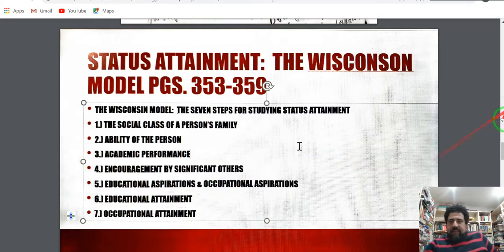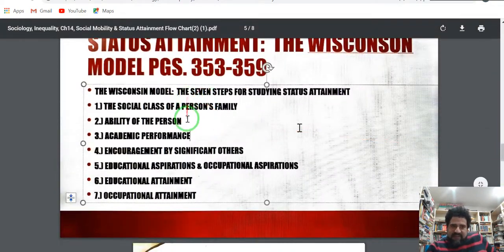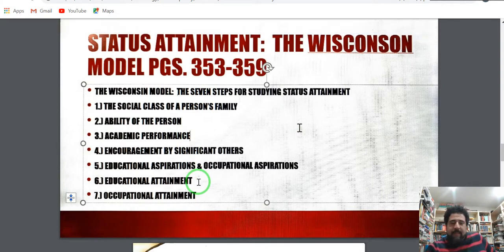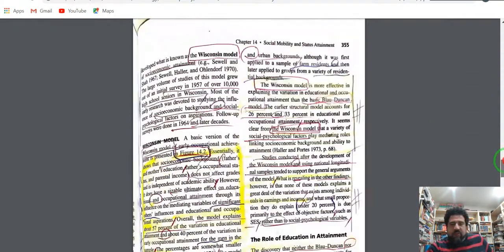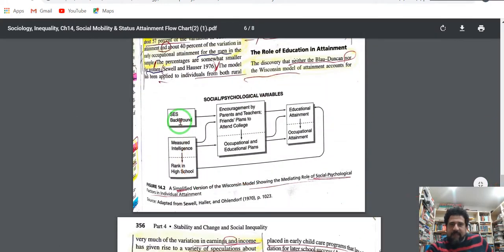So that's what this flow chart is supposed to show. These are the 7 steps of helping us understand how, in studying individuals, each step can help guide the mechanisms which can help explain to us why somebody has become who he or she has become. And while these are the steps, this flow chart is explaining those steps.